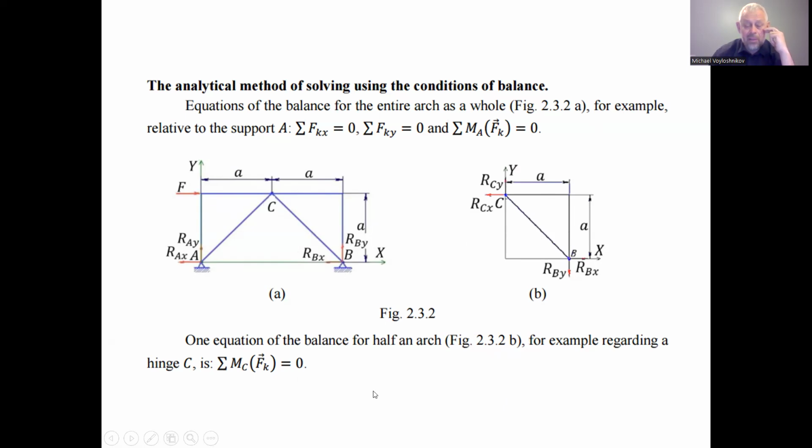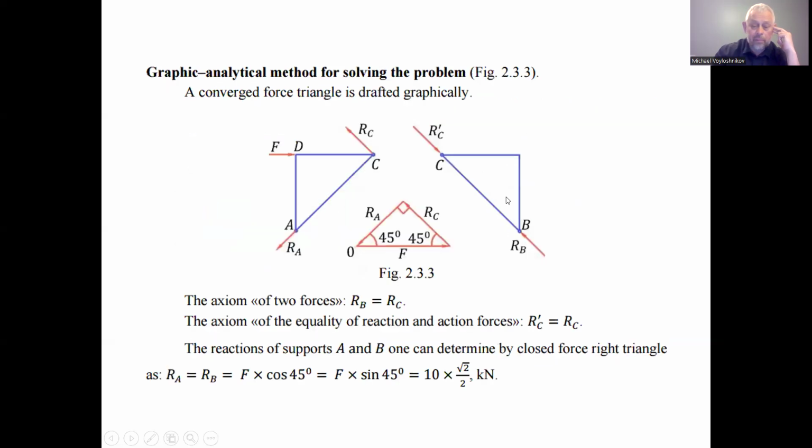And the equation of balance of half an arch, I mean the right half of the arch, on the draft 2.3.2b, has the balance equations. For example, one balance equation: the total of moments rotating this half arch relative to point C has to be equal to 0. We can use the graphic analytical method as well to decide the issue. And we consider two half arches, the left one and the right one.